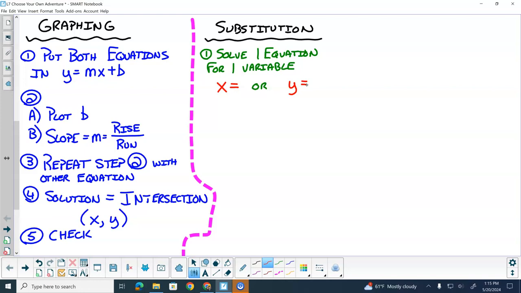Okay, so we're going to figure out what we got in step number one, and we're going to plug that into the other equation, right? Can't go into the same equation because that's going to screw everything else up. So I've got to go into the other equation. Okay. Somebody other than Austin, now this time, what's step number three? What do we do now?